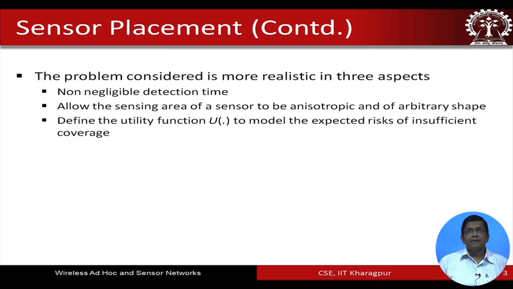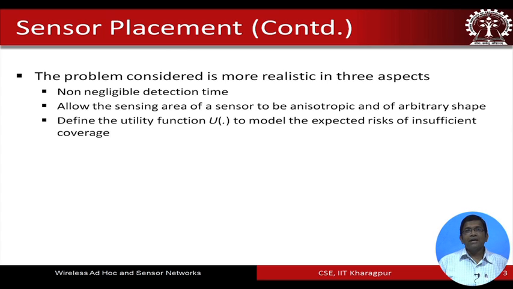Second is allowing the sensing area of a sensor to be anisotropic and of arbitrary shape. Typically the regions of deployment do not have a regular geometric shape, a circular shape, and so on. So, whatever sensor placement algorithm you propose has to take into consideration that the area of interest does not have an isotropic, regular shape; it can have any arbitrary shape.